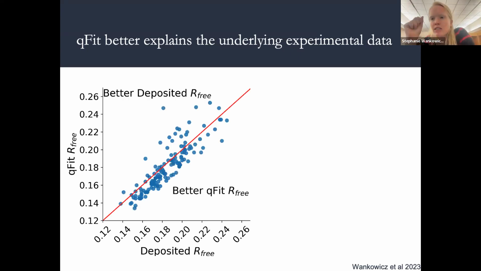And what we observed is about 80% of structures really improve. So anything below this red line indicates improved models based off of qFit. And so this really gave us a lot of confidence that we are actually capturing the underlying data.